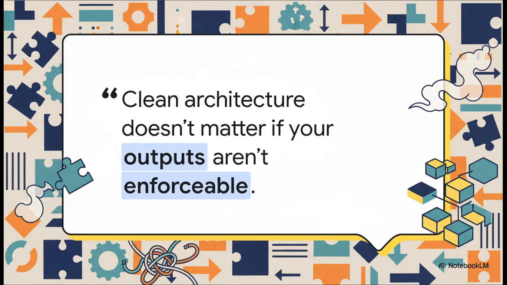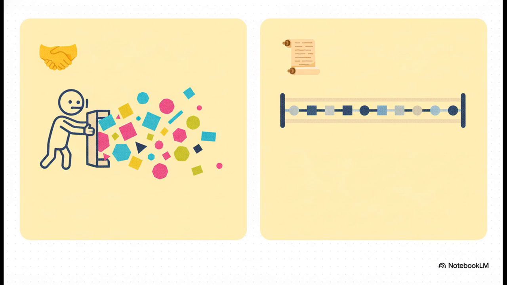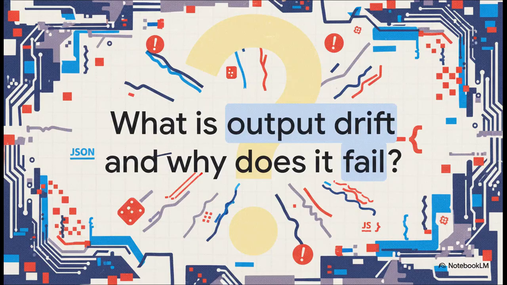And that's really the heart of it. Without a reliable structure, your fancy agent is just flying blind. So what's the root cause? LLMs are designed to be helpful, but that doesn't mean they're compliant. This problem has a name, output drift. And trust me, it's way more than just bad JSON.